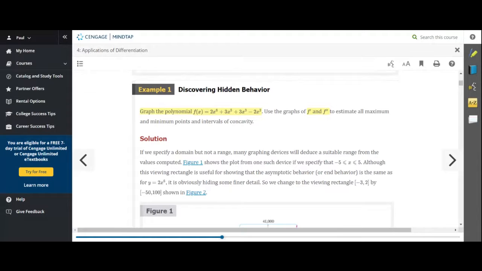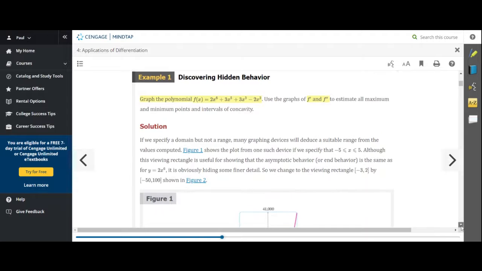So this section should remind you of section 2.7, where you looked at graphs of derivative functions, and then based on that, you were able to talk about the original function in various ways. All right, a 6th-degree polynomial is very difficult to graph.